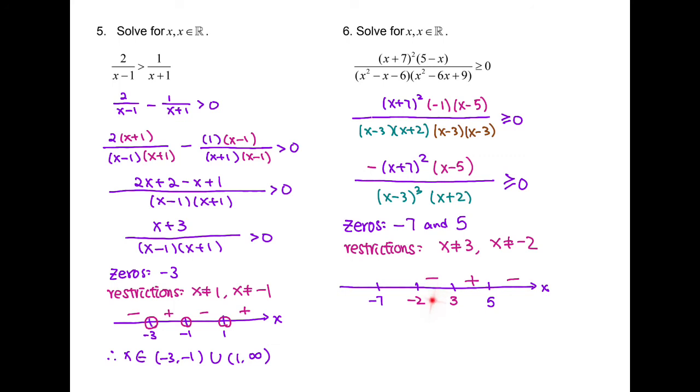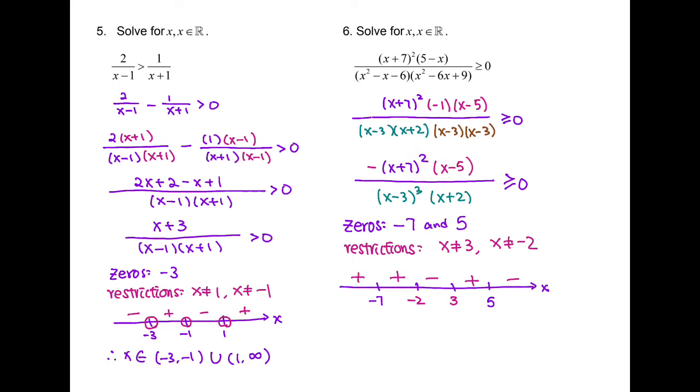Next, let's go through the number -2. -2 was coming from this bracket here. And the exponent is 1, which is odd, so we switch the sign. Last one, we go through the number -7. -7 was coming from this factor here. The exponent is even, which is a 2. Then we keep the same sign.